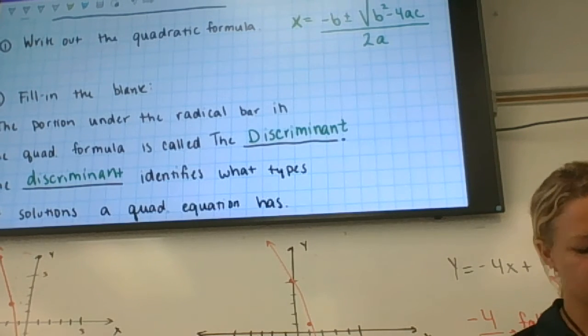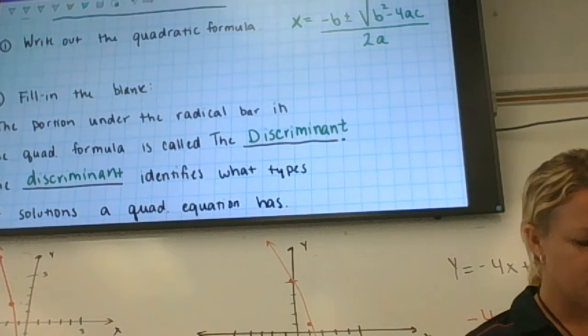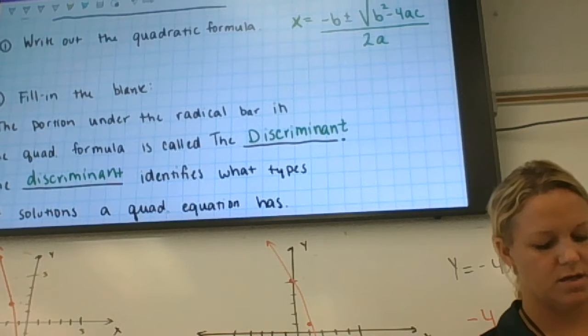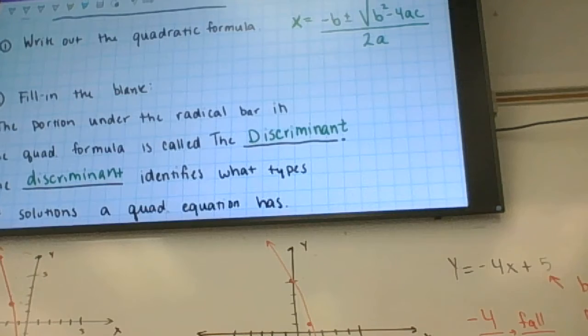I think correct would be the discriminant identified in a quadratic equation. The discriminant shows the solutions of a quadratic. No, I don't have it yet.